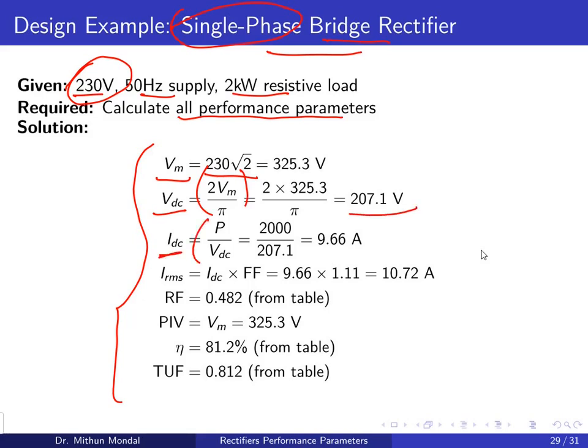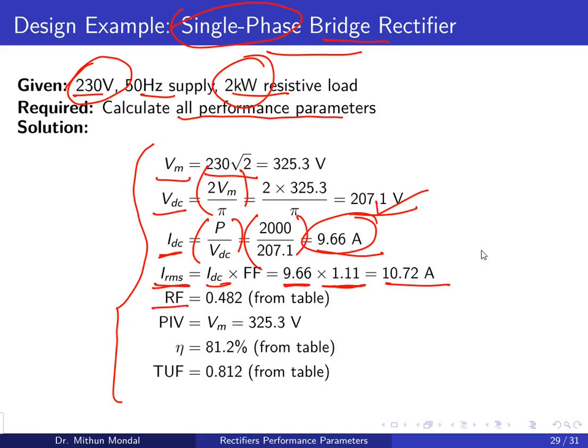IDC is nothing but power by voltage. Power is 2 kilowatt and voltage is what we have computed here, so it is 9.66 ampere. IRMS is IDC into form factor. So IDC is 9.66 multiplied with the form factor, which is 1.11 in case of a sine wave, which gives 10.72 ampere.